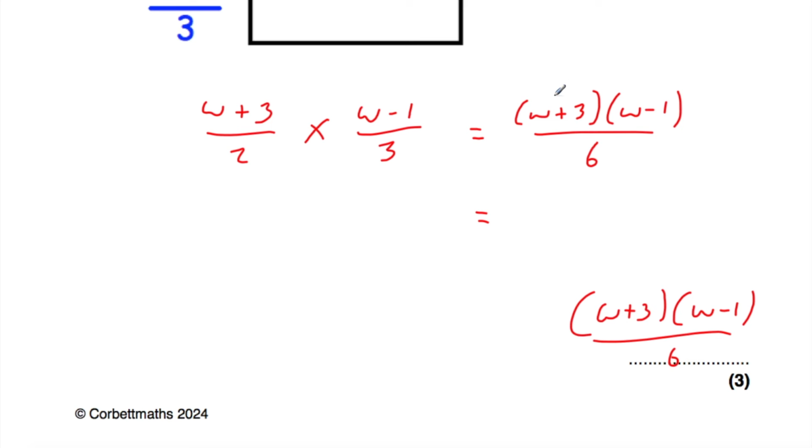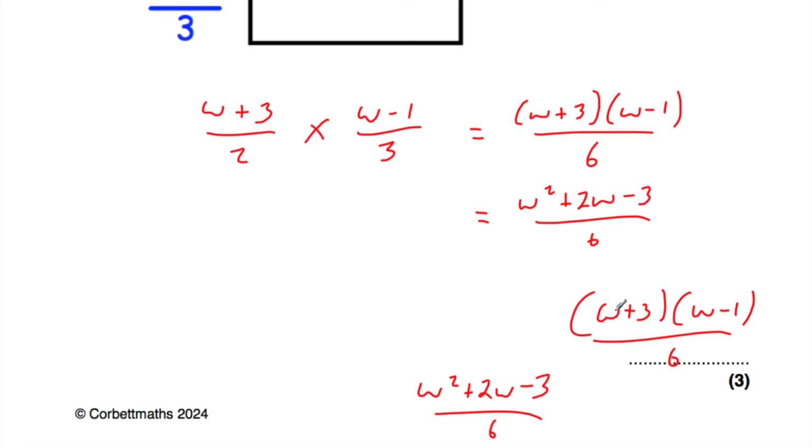So if we were to expand this, we would get w times w is w squared. w times minus 1 is minus w, and w times 3 is 3w. If you add them together, that'll be plus 2w. And then 3 times minus 1 is minus 3, over 6. So you could write it as either this form or this form. The answer is either that, or w squared plus 2w subtract 3 over 6. So either one of these two would be perfectly fine. And that's it.